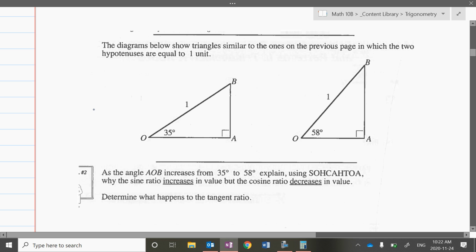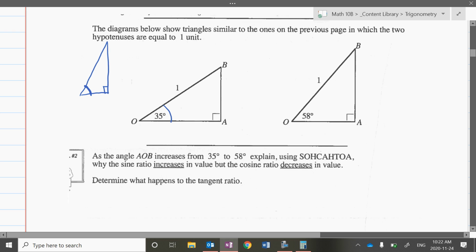If I was to draw one like this, where that's 1, for that to be a steeper point, is this angle smaller or bigger than the 35? So this angle here, does this angle become larger or smaller compared to my 35?